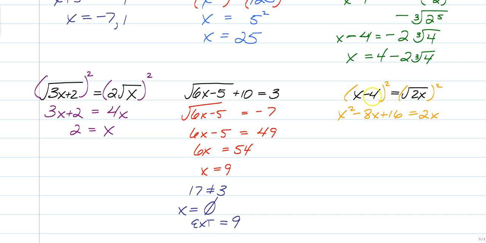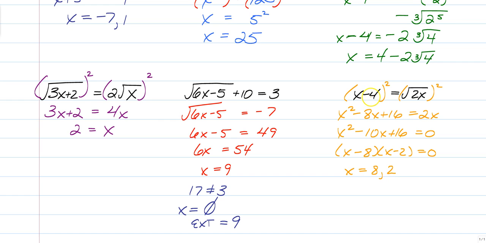So you have to remember, you actually have to multiply x minus 4 times x minus 4. And then, of course, you subtract your 2x from both sides. So x squared minus 10x plus 16 is equal to 0. Factor to get x minus 8 and x minus 2. So x is equal to 8 and 2. And, of course, you have to substitute both of those back in to make sure that they work.